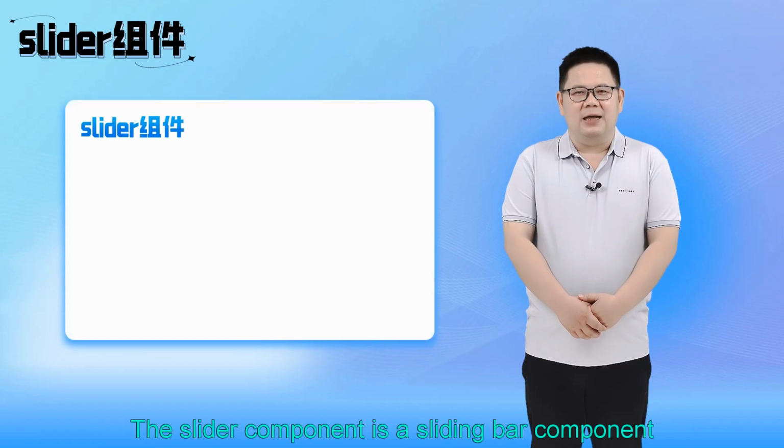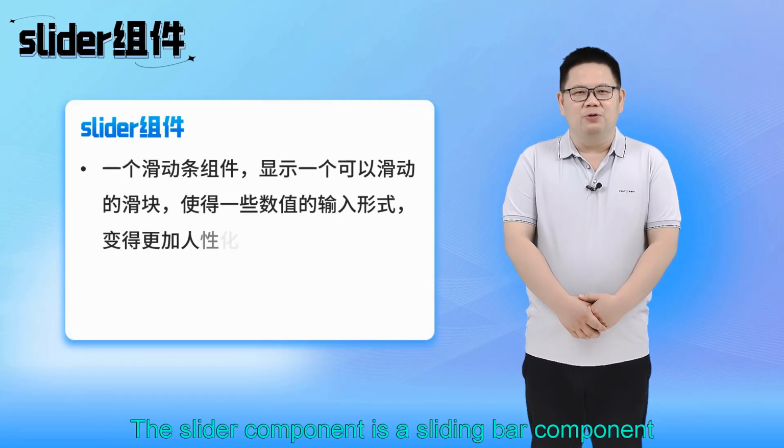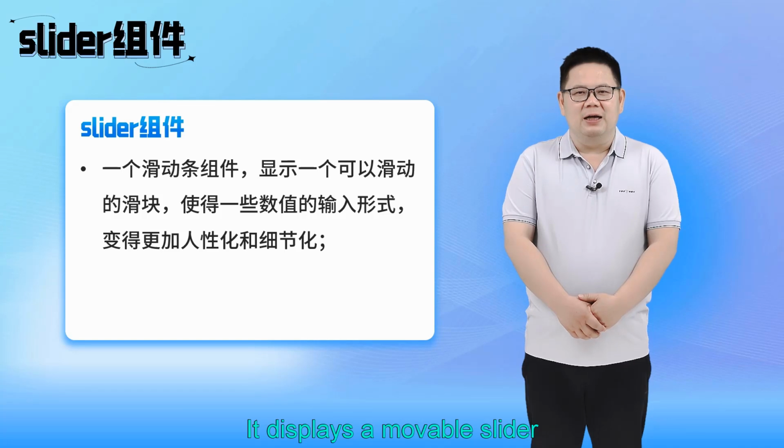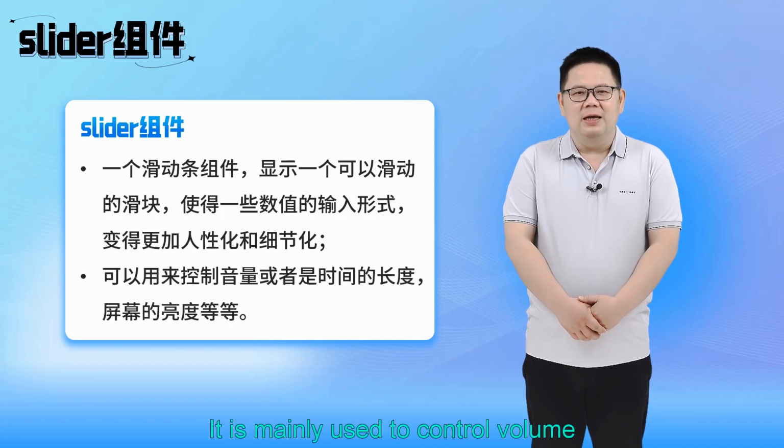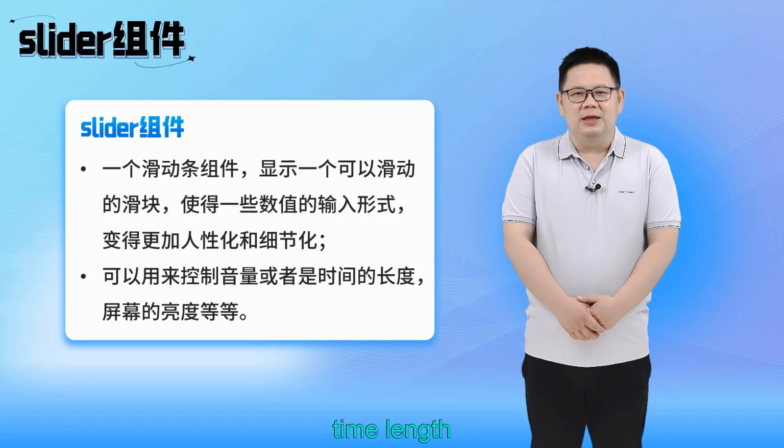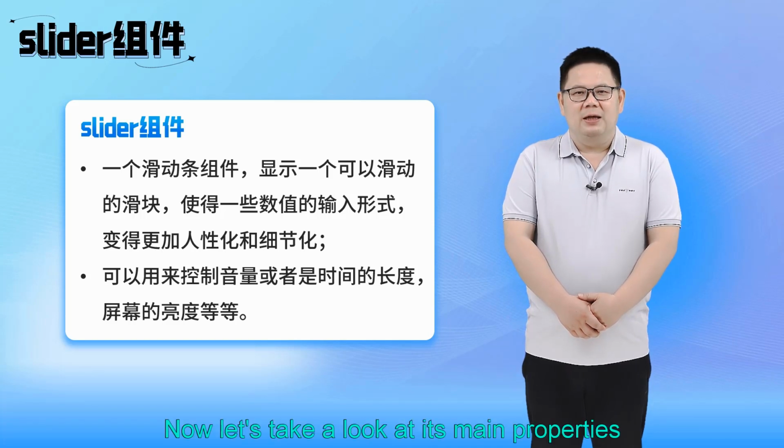The slider component is a sliding bar component. It displays a movable slider that makes inputting values more user-friendly and detailed. It is mainly used to control volume, time length, screen brightness, and so on. Now let's take a look at its main properties.